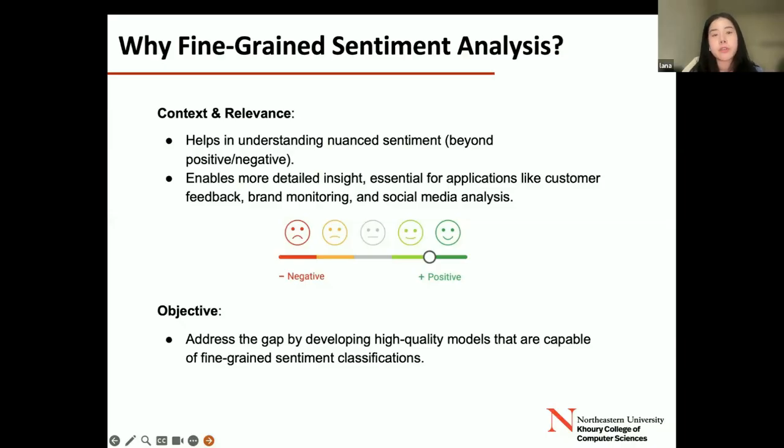So this is where fine-grained sentiment analysis comes in. Instead of just 3 categories, it classifies sentiment into 5 levels: negative, somewhat negative, neutral, somewhat positive, and positive. This approach enables a more precise understanding of sentiment, helping businesses, researchers, and AI systems to better interpret user feedback. So our research focused on developing a model that effectively captures these nuanced sentiments to unlock deeper insights and improve sentiment classification for real-world applications.